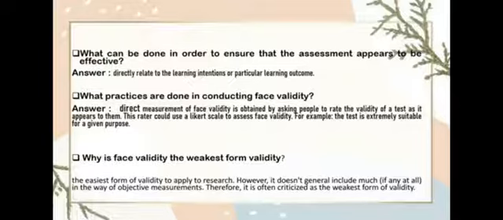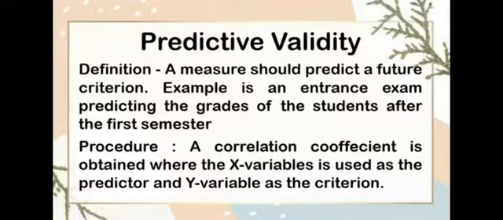Question number 2, what practices are done in conducting face validity? And question number 3, why is face validity the weakest of all validity? The answer is it is the easiest form of validity to apply to research. However, it does not generally include much, if any at all, in the way of objective measurements. Therefore, it is often criticized as the weakest form of validity. Now we are done with face validity.